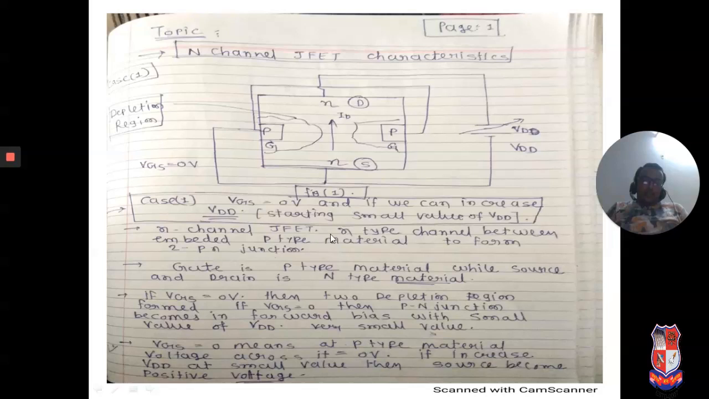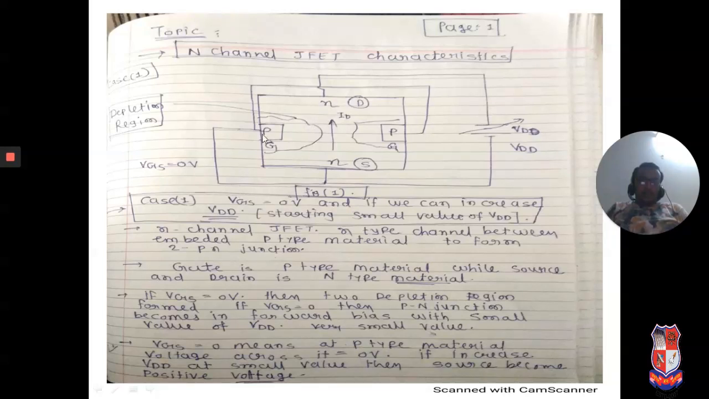For N-channel JFET, N-type channel is embedded in P-type material to form the 2 PN junctions. To form the 2 PN junctions, gate is P-type material while source and drain is N-type material. If VGS equal to 0 volt, then two depletion regions are formed. See this, VGS equal to 0, see my position of cursor.